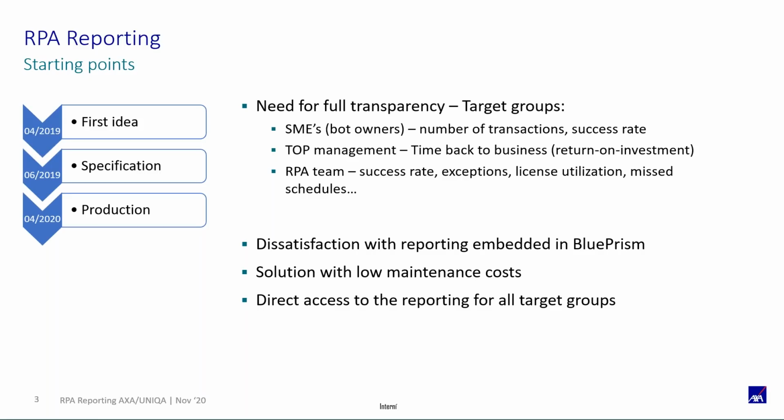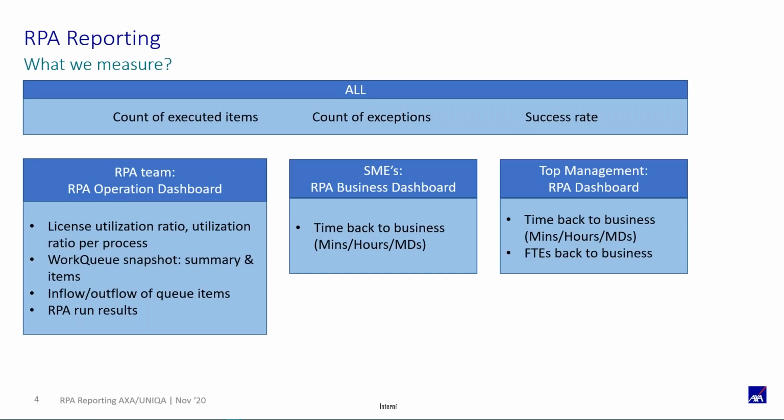Okay. In the next slide, we have several elements. We have an umbrella element, with measures like count of executed items, exceptions, and the success rate. This is something that we report to all groups. And then we have separate metrics for the RPA team, for SMEs, who are interested more in time back to business, and for top management, which needs to have a global overview also on the metric of FTEs.